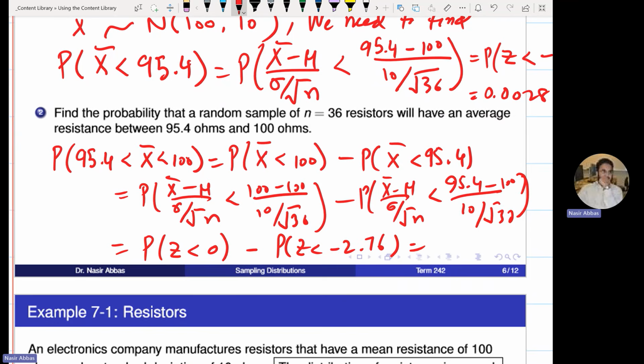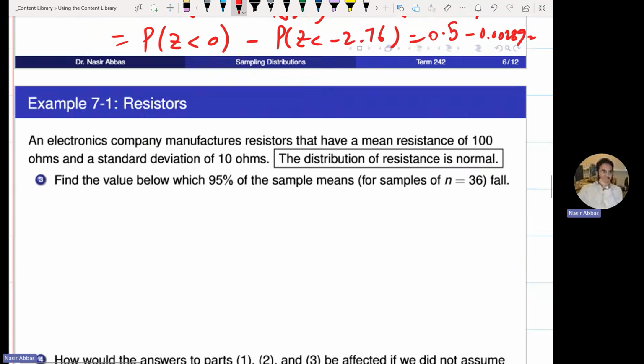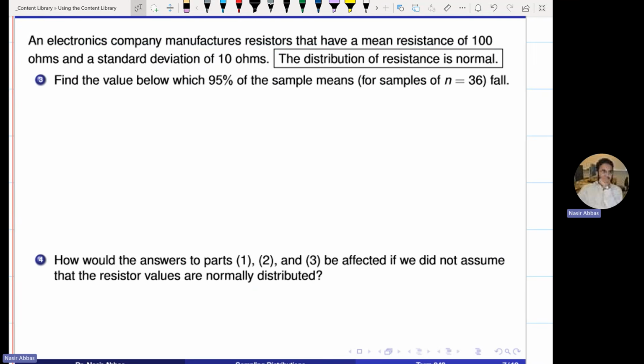What is the probability of Z less than 0 without going to the table? 1/2. Z is symmetric around 0. Half of the area is below 0, half of the area is above 0. So this is 1/2 minus the probability of Z less than minus 2.76, which we found in part 1, 0.00289. So subtract 0.00289 from half and you get the answer. Clear? Next question. Read it.